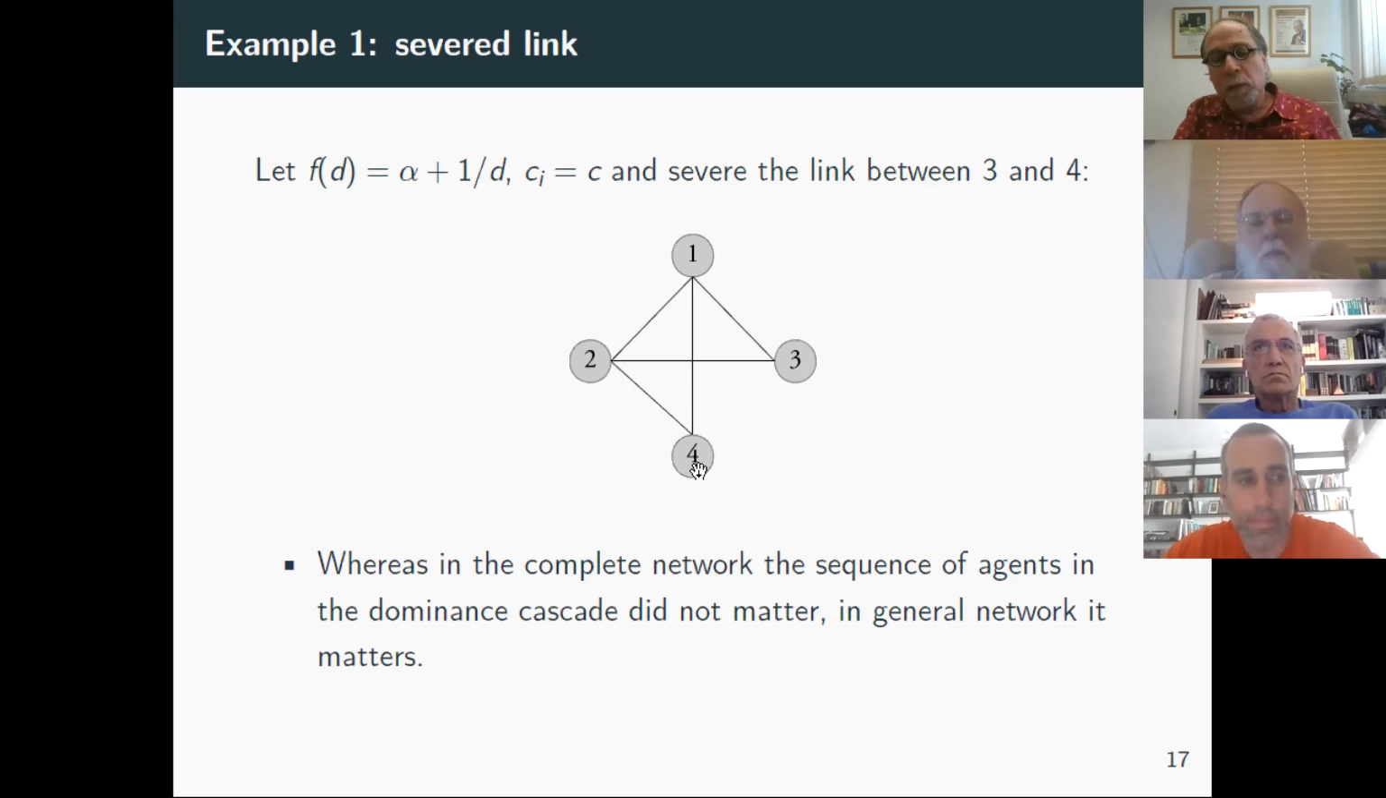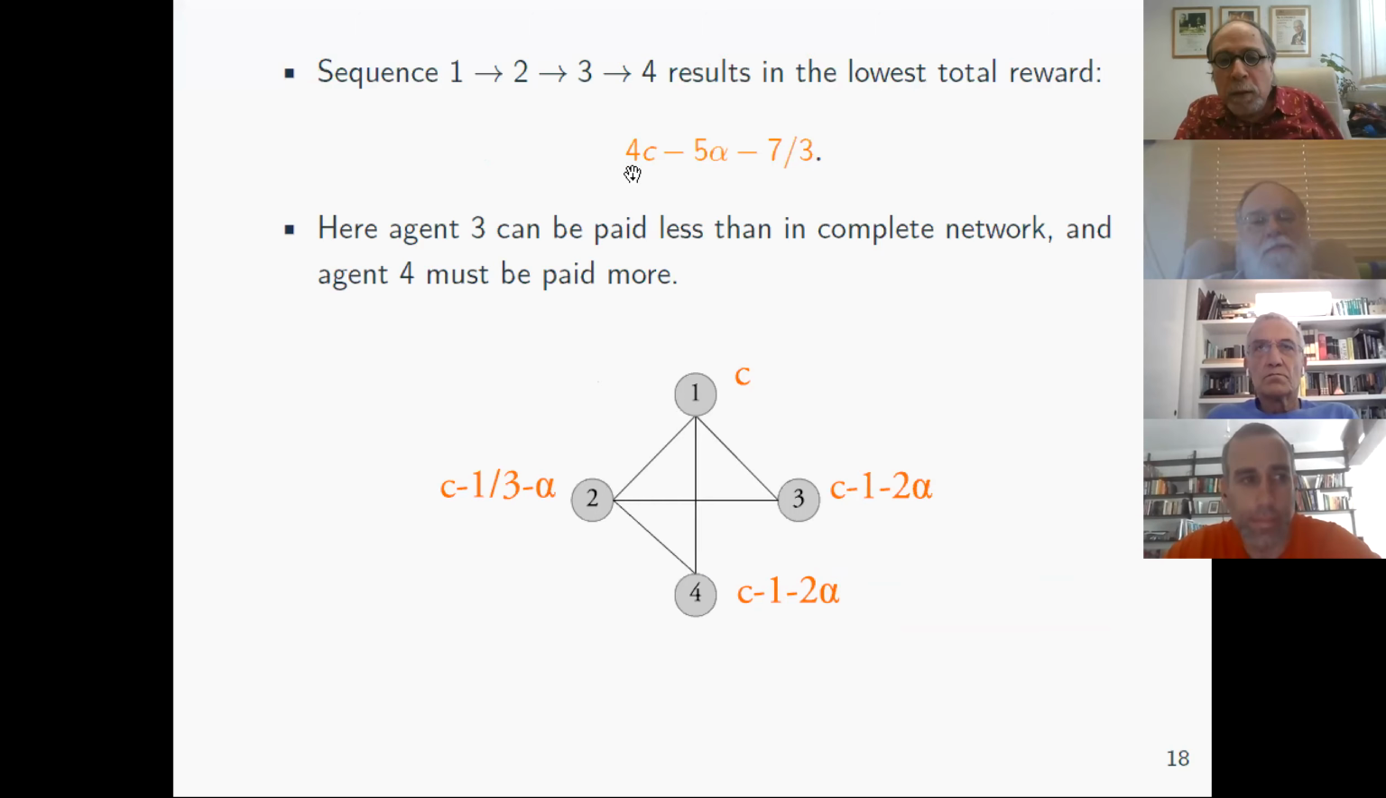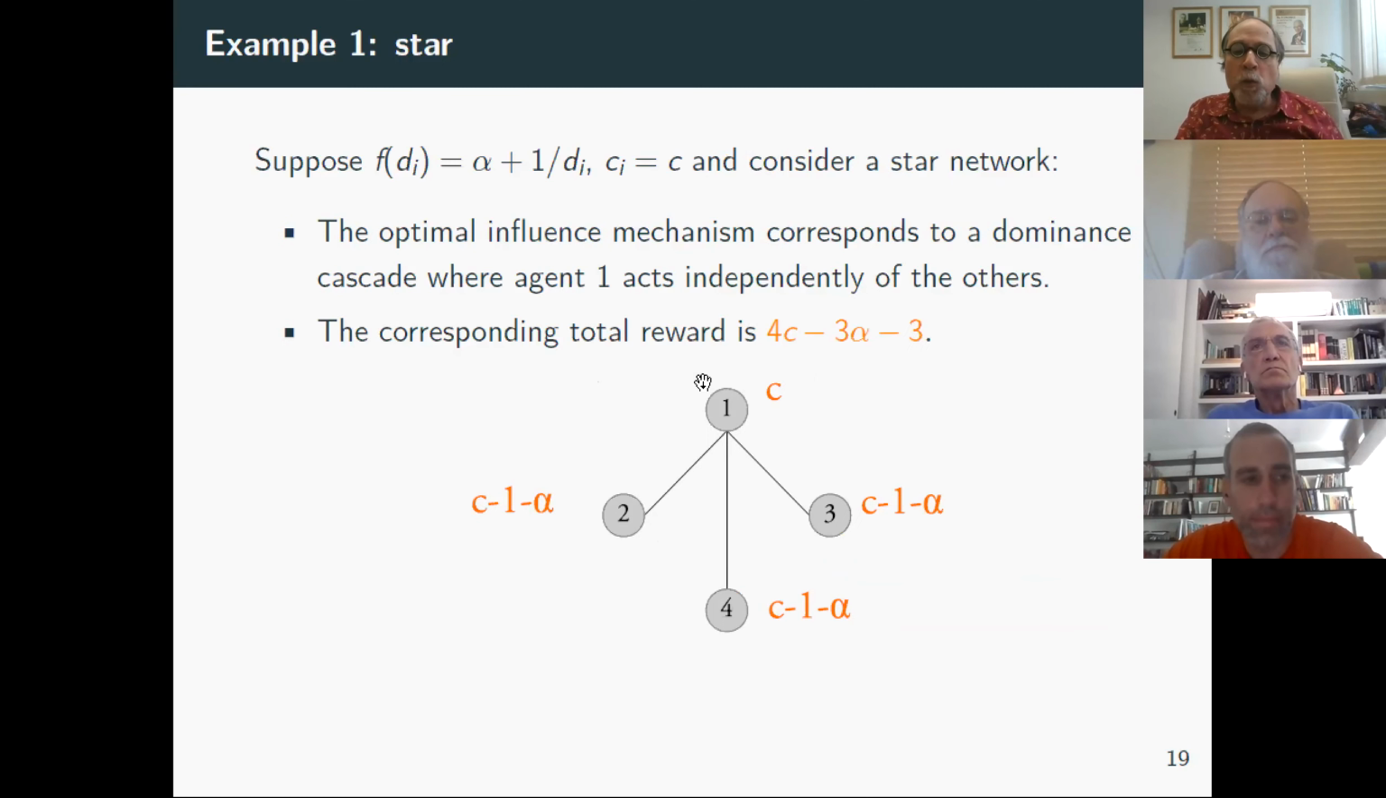Now, 4 is only connected to 2 of them, okay? And his utility from the fact that 3 is doing the action, his extra utility is 0. So the principal will not be able to extract anything from him in terms of 3 doing the action. Only these 2, okay? How much would he be able to extract? This amount. Don't compare it to what we had before, okay? Finally, I'm going to look at the star.